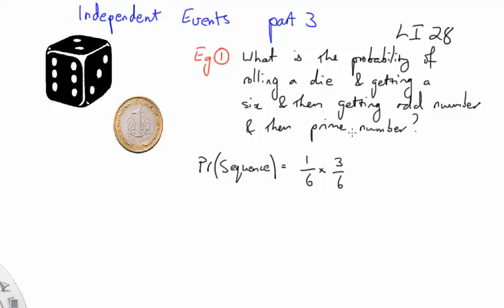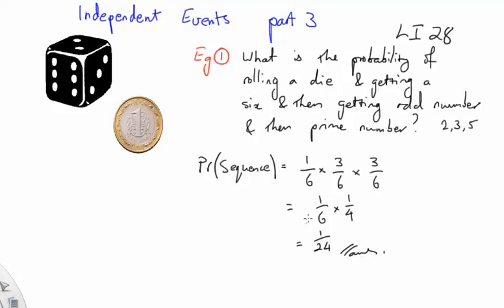And then the probability of getting a prime number. What are the prime numbers? 1 isn't prime, 2's prime, 3's prime, 5's prime. So that's 3 out of 6 as well. That's a sixth times a quarter, which is 1 on 24. That's the probability of rolling a die and getting a 6, then an odd number, and then a prime number. The probability of that happening is 1 out of 24.